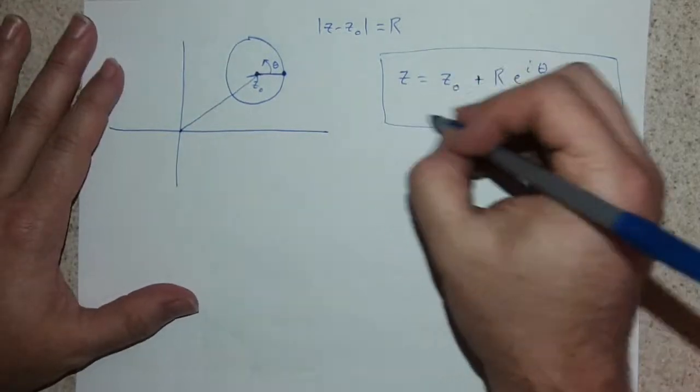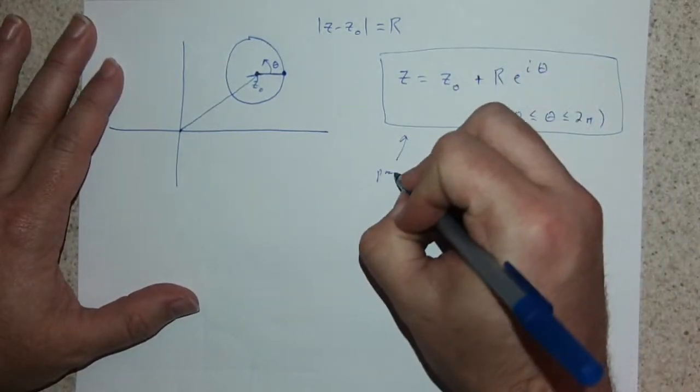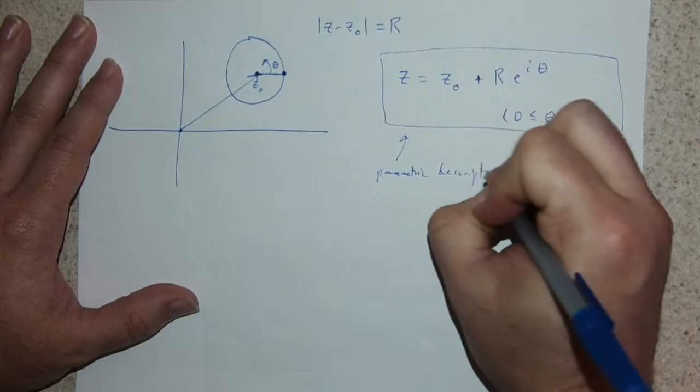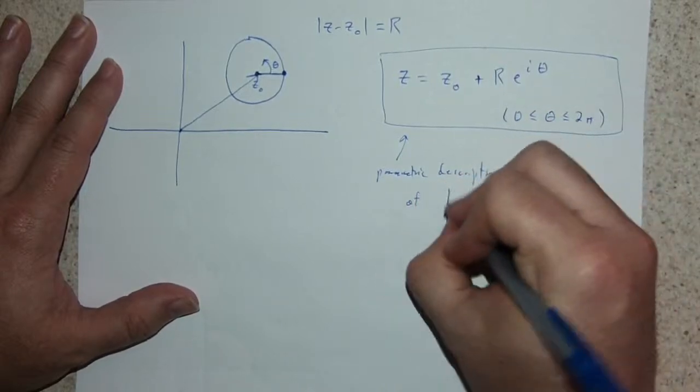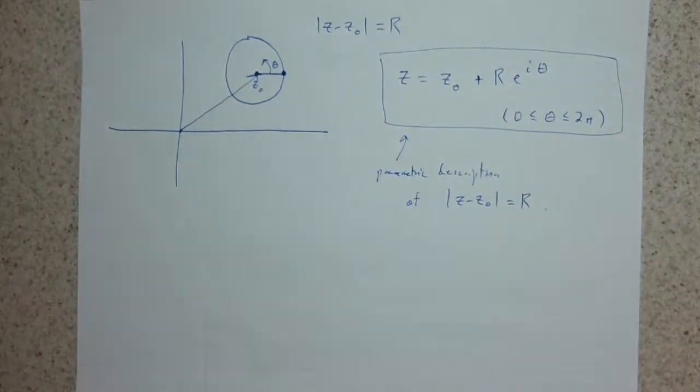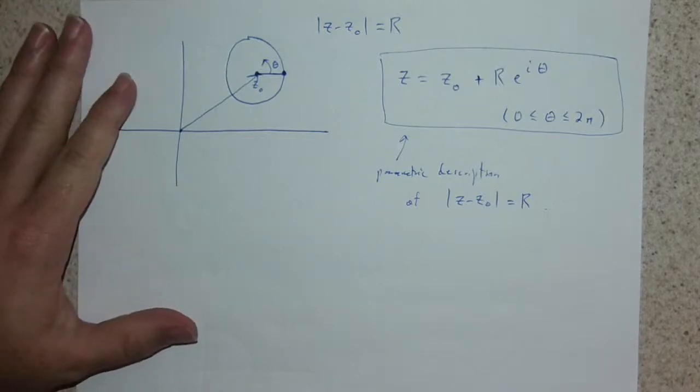So this gives a parametric description of the circle, modulus of z minus z naught is equal to r. Again, this is kind of a nice way of expressing these things in exponential form.